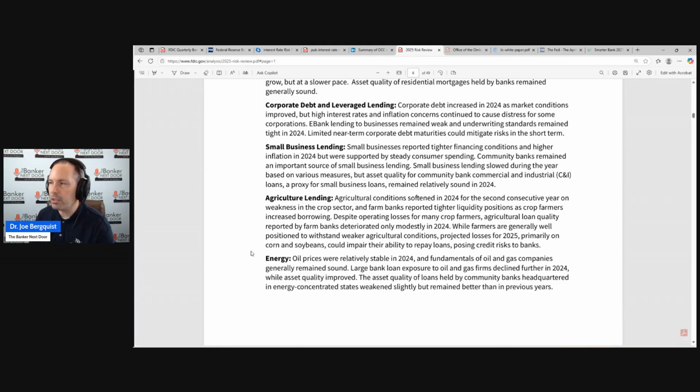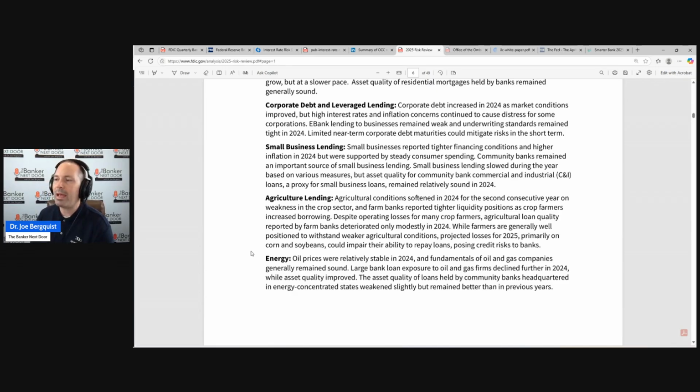Agricultural conditions softened in 24 for the second consecutive year on weakness in the crop sector, and farm banks reported tighter liquidity positions as crop farmers increased borrowing. Despite operating losses for many crop farmers, agricultural loan quality reported by farm banks deteriorated only modestly in 2024, while farmers are generally well positioned to withstand weaker agricultural conditions. Projected losses for 2025, primarily on corn and soybeans, could impair their ability to repay loans, posing credit risks to banks.